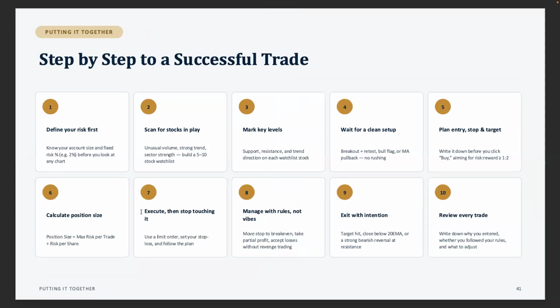Now, putting it together. If you're wanting to start trading tomorrow, let's say the next day, what should you do actually? Define your risk first, scan for your stock in play, mark your levels, wait for clean setup, plan your entry and stop target, calculate your position size, execute, manage your rules, exit with intention. That is, when your pattern is met, just exit and review your trade.